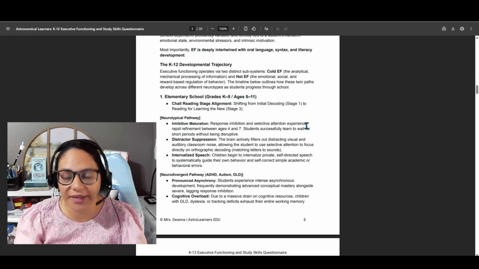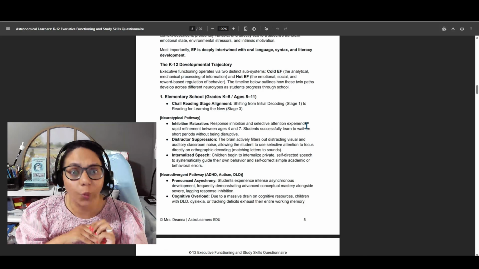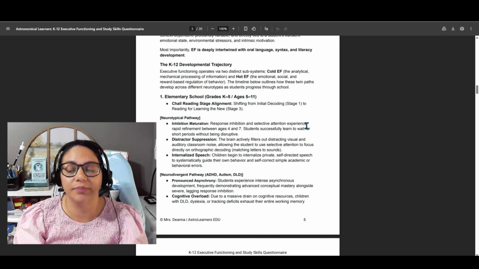This is mostly US based because I am US based, but if you're in a different country, you're welcome to apply this to your education system. Now, I've included two subsystems here.